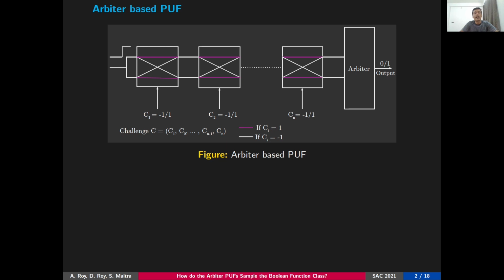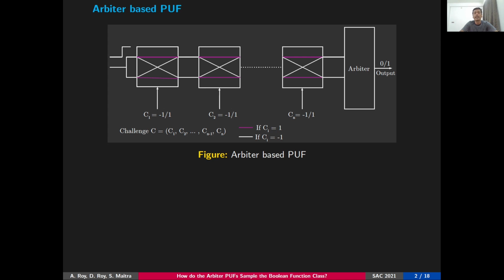Arbiter based PUF is a hardware based pseudo-random bit generator. An n-length Arbiter based PUF is based on n stages where each stage is associated with two paths, one is the top path, another is the bottom path. Given a common signal as input to stage 1, it can travel from stage 1 to stage n via both these paths. If Ci denotes the input to the ith stage, which can be either +1 or -1, if it is +1, then the signal does not alter its path. If it is -1, then the signal alters its path.